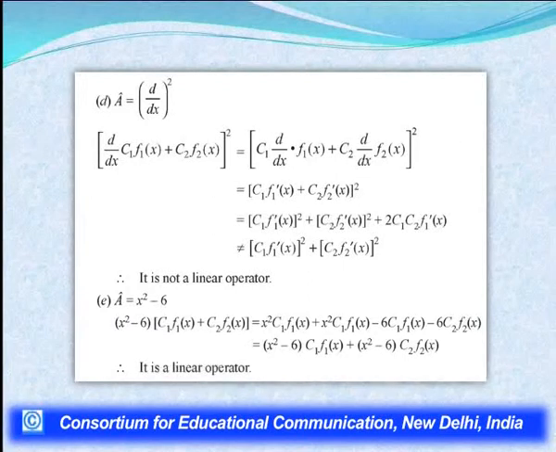So this becomes 2 a into b, and by this you can see that it is not simply c1 f1 dash square plus c2 f2 dash square, which we want. So the left hand side and right hand side are not the same, therefore d by dx whole square is not a linear operator at all. It is not acting on the sum simply, because in this the formula is applied, so it is not a linear operator.